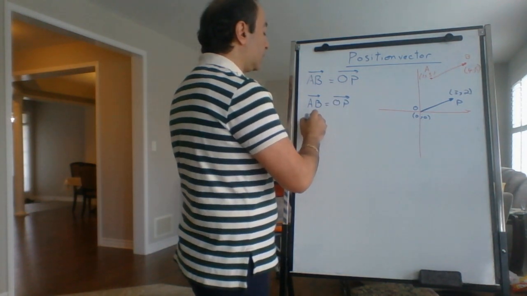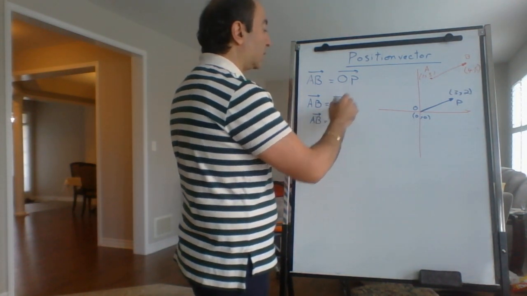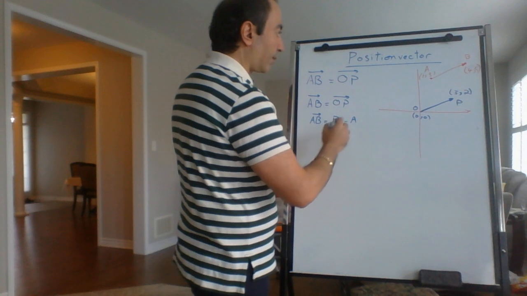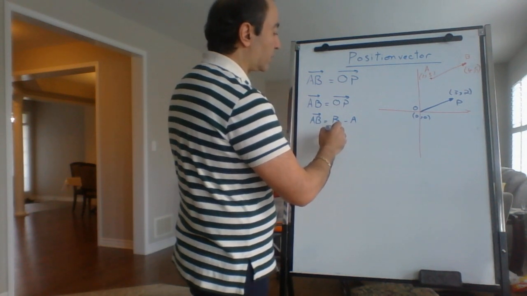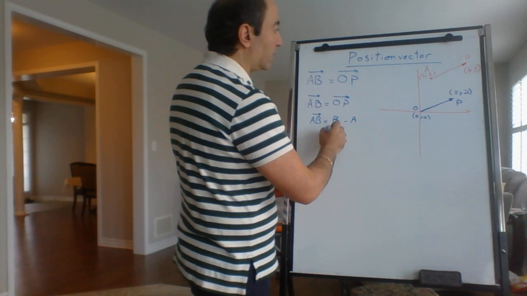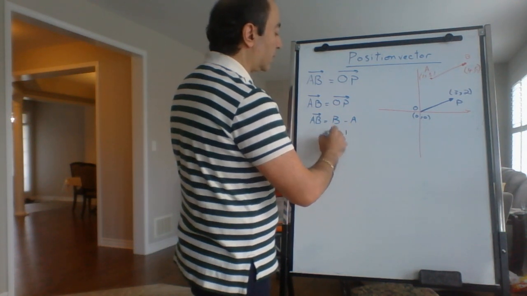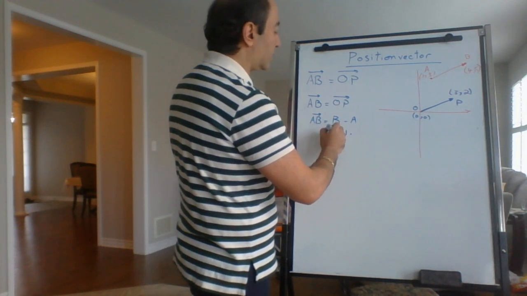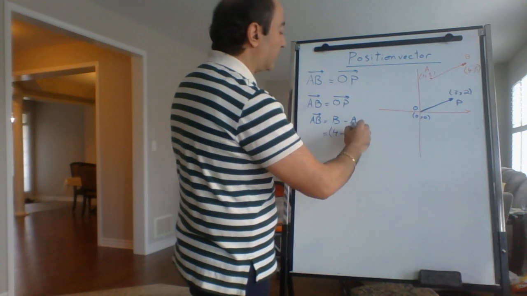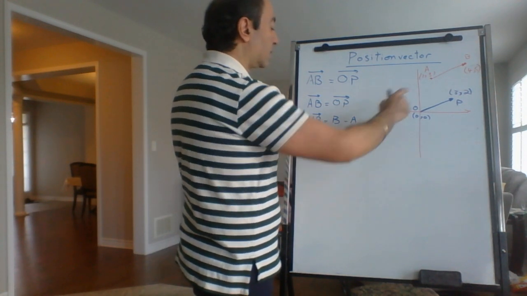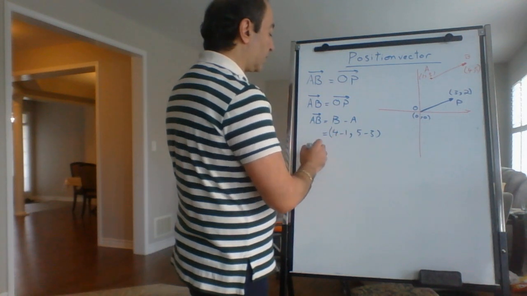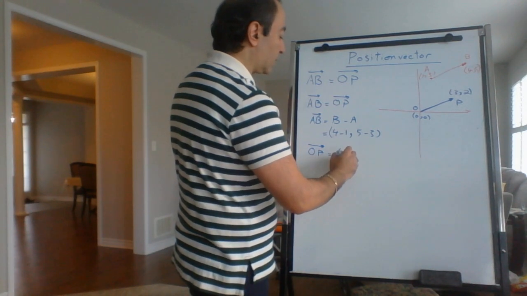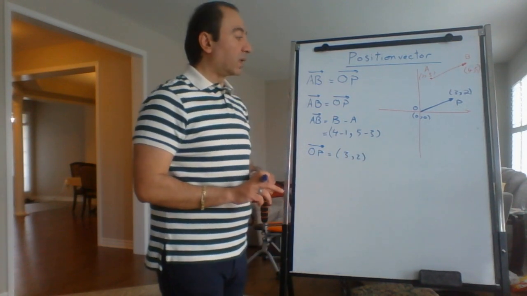which is AB equals B minus A, which is the coordinates of B minus the coordinates of A, so 4 minus 1, comma, 5 minus 3. And this will give us this. So actually this is the same thing as the coordinates of OP, which is 3 and 2.